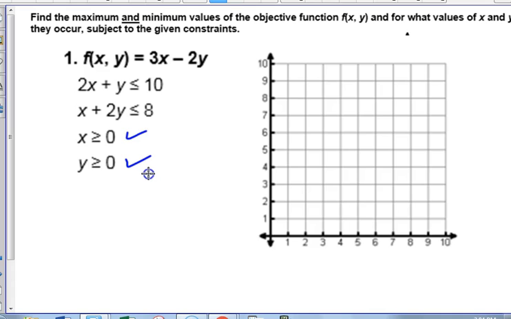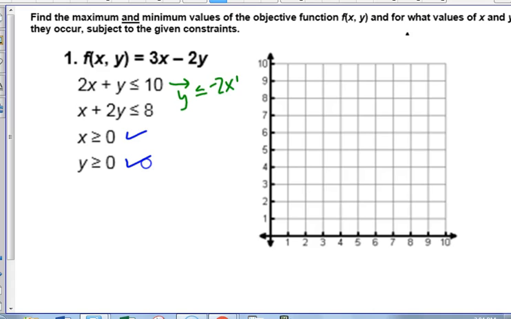Are those two already done for us? Yep. Why? What are they telling us? Yeah, they're telling us that we're in the first quadrant, right? So it's got to be above the x and to the right of the y. Okay, how do you want to do the first line? Want to do intercepts, or can we just get that one in y equals form? What would it say?